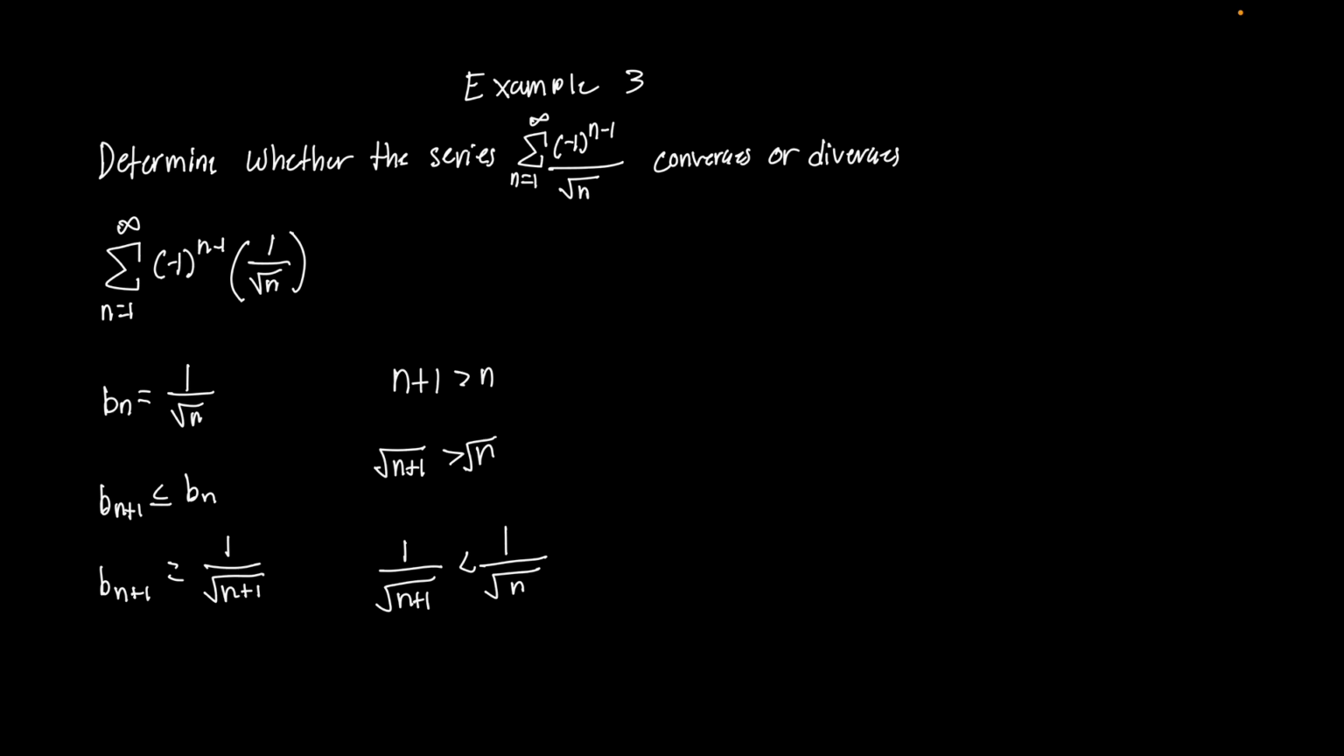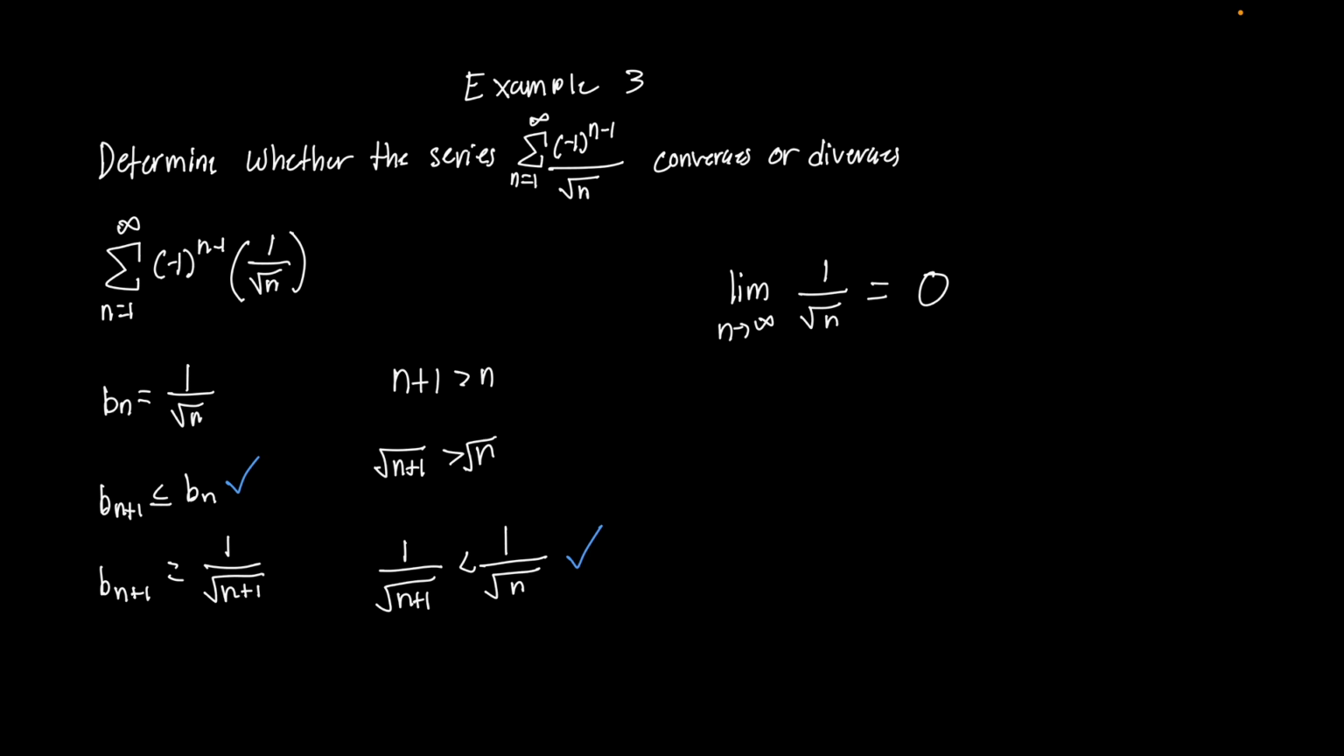Now we have to check the limit. So, actually, let's put a check mark here. We know this condition has passed. Now, we need to check the limit. So the limit as n approaches infinity of 1 over square root of n. When we plug in infinity, it's going to be 1 over square root of infinity. Well, the square root of infinity is just infinity. So it's again a small term divided by a big term, which is equal to 0.